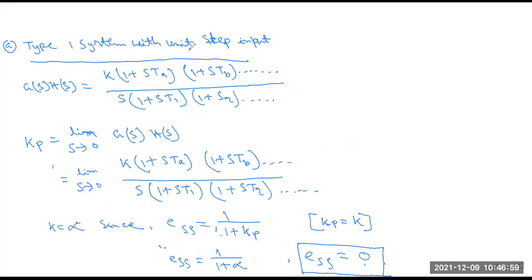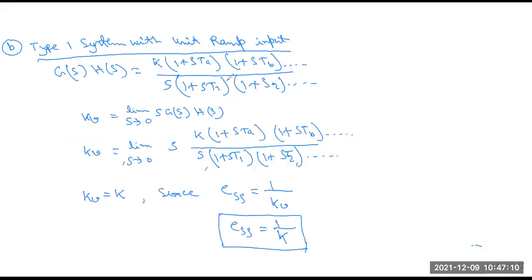Okay, previously we discussed the type 1 system for the unit step input function. This is the expression for the steady state error response of the unit step. Next is the type 1 system for the unit ramp input function. This is the expression of the steady state error for the ramp function, that is 1 by K. When you calculate for the ramp input function, it is a velocity calculation, so this is Kv, the velocity constant.